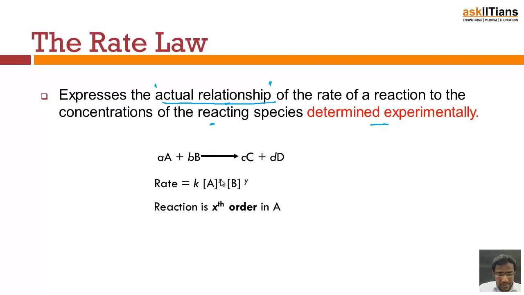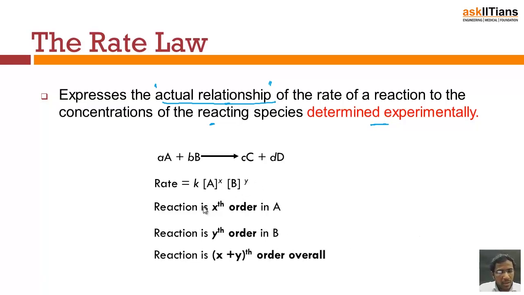Here x represents the order with respect to A. The reaction is x order in A and y order in B, and overall the reaction is x plus y order overall. I'll discuss more about order in the next part. So x and y represent the order of the reaction with respect to A and with respect to B. This is the actual relationship which is determined experimentally. So the rate law is an experimentally determined relationship between the rate of the reaction and the concentration of the reactants.